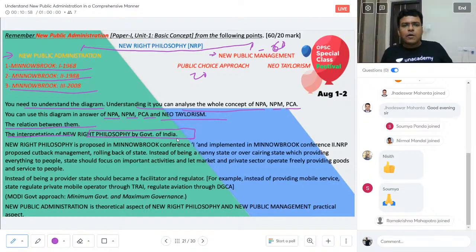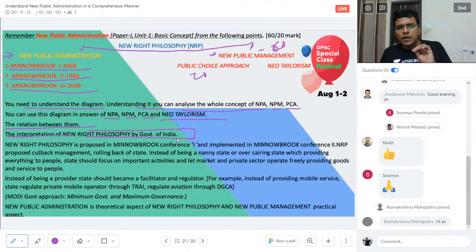I am giving you some current information related to this: how the Government of India adopted the concept of new right philosophy, and it was also mentioned in the ARC. If you read the ARC report in detail, you will find mention of this too.